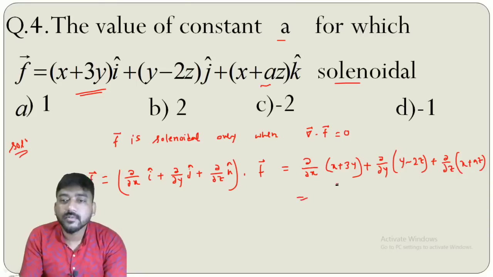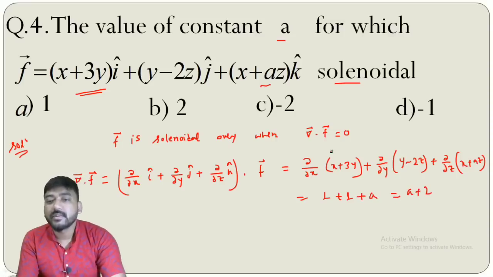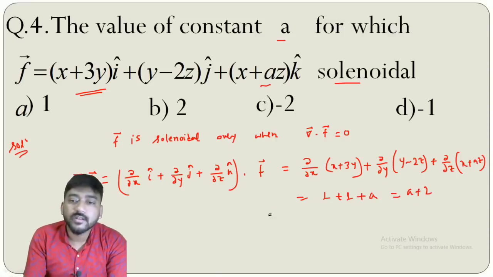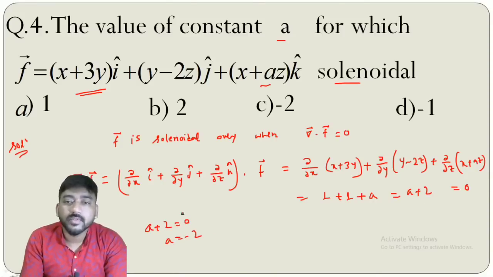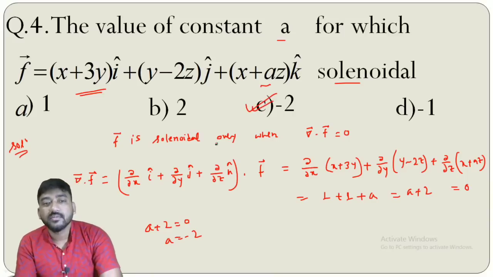So what will it be? From here it is 1, from here it will also be 1 for del y, and from here it will be a. So that means a plus 2. So divergence f is equal to a plus 2, and our condition is that it is equal to 0. That means a plus 2 is equal to 0, so a will be minus 2 obviously. So this will be the correct answer.